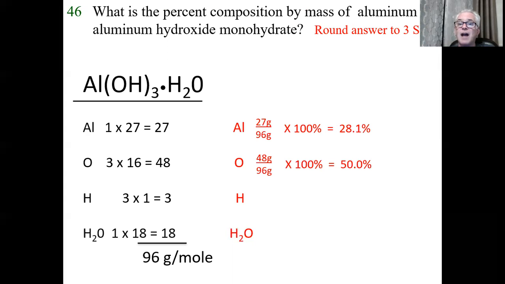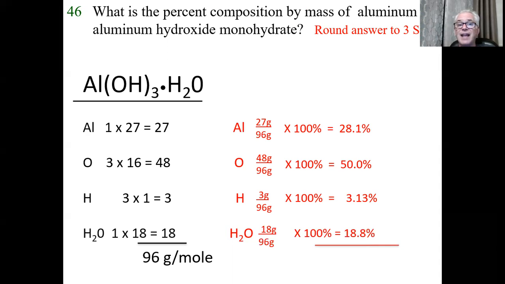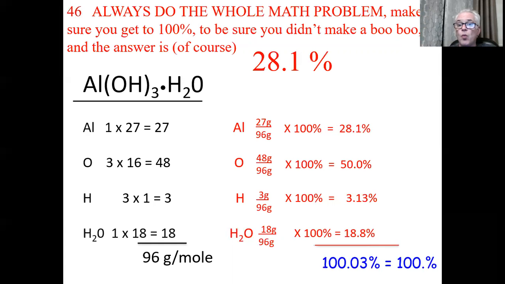So ready? Here comes oxygen. By mass, this stuff is 50% oxygen. And by mass, this stuff is only about 3% hydrogen. And by mass, this stuff is 18.8% water. And then what? Do the math. 100.03, that's close enough. So the answer, of course, is up on top next to aluminum. This stuff is 28.1% aluminum. You have to do the whole percent comp by mass to make sure you're really close to 100%.